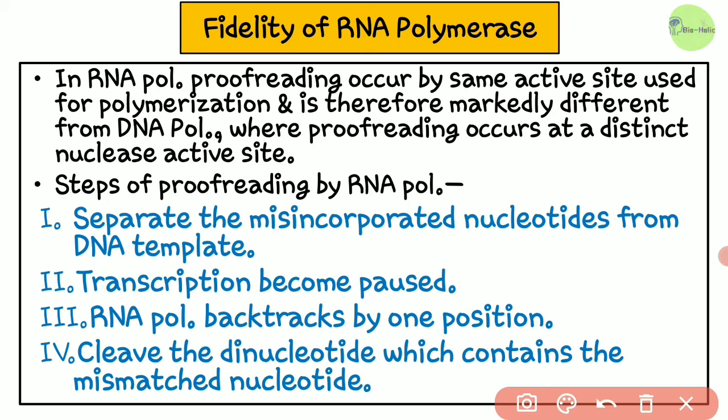So there are mainly 4 steps of proofreading by RNA polymerase. First of all, separation of the misincorporated nucleotides from the DNA template occurs. Then transcription becomes paused. Then RNA polymerase backtracks by 1 position, and the last step is cleavage of the dinucleotide which contains the misincorporated nucleotide. Clear?